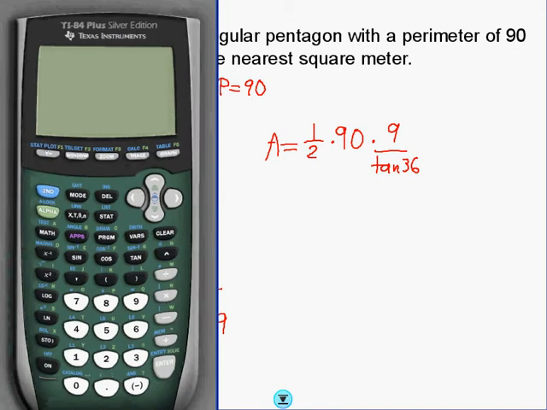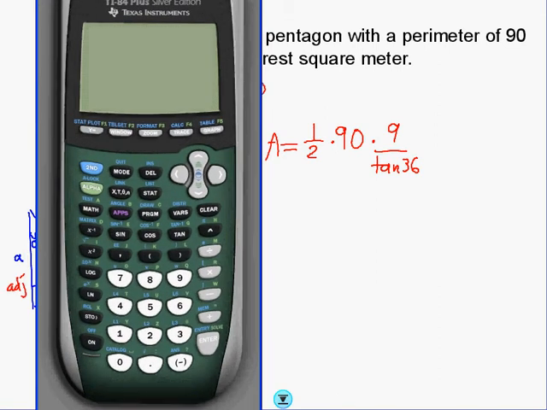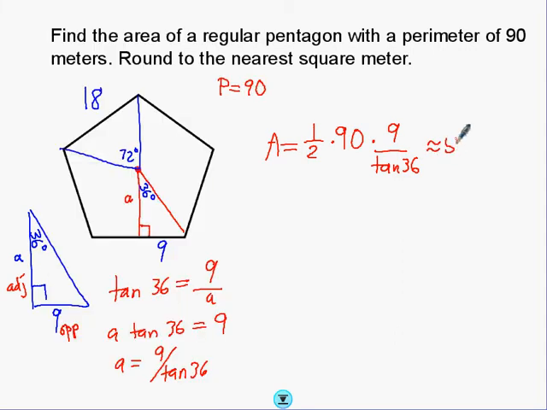Okay, we'll simply plug this into the calculator. 1/2 times 90 times 9 divided by the tangent of 36. Okay, 557.4. Approximately 557.4.